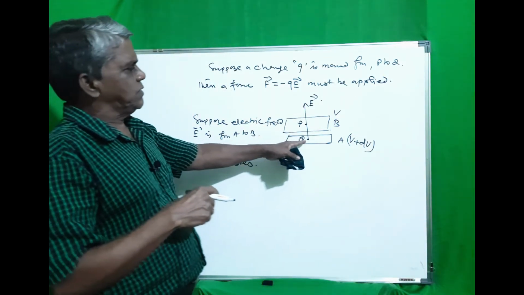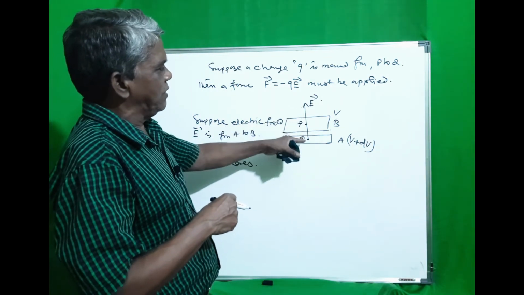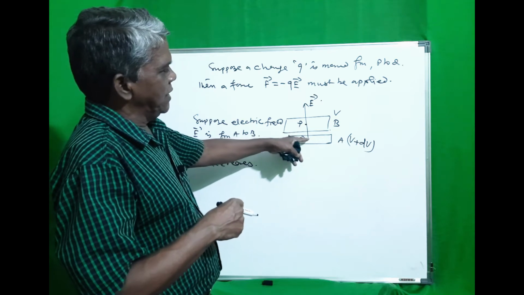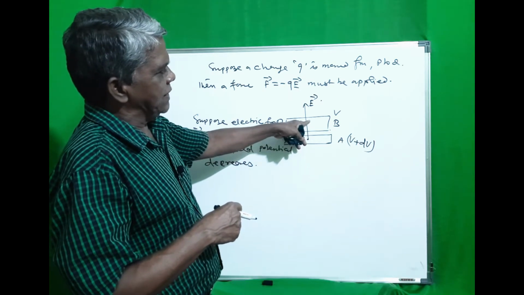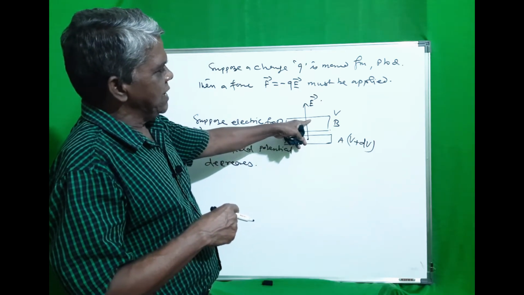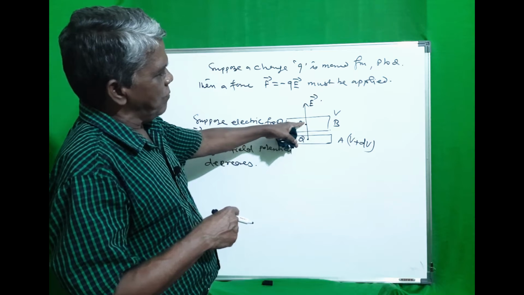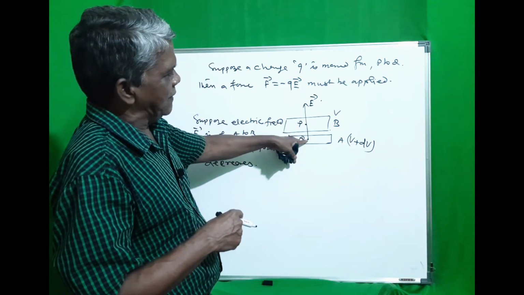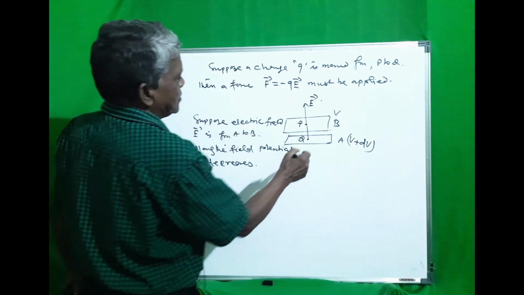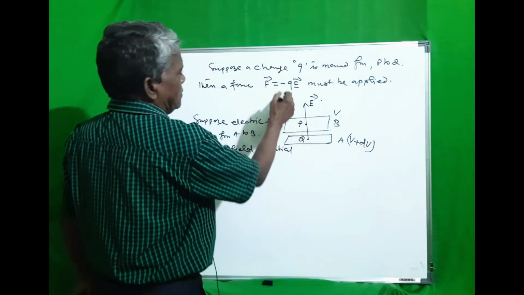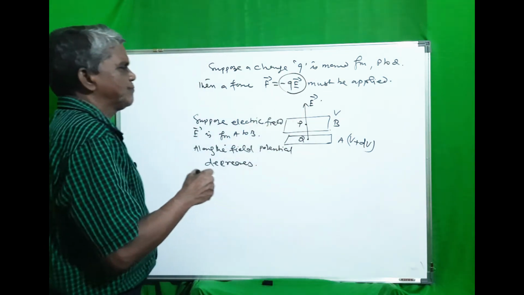Because force is along the direction of the field, and along the field potential decreases. In order to move from low potential to high potential, the applied force must be minus QE.